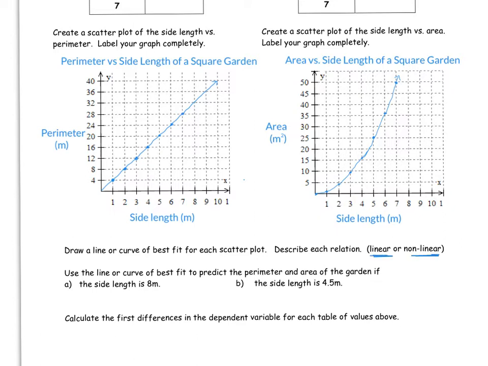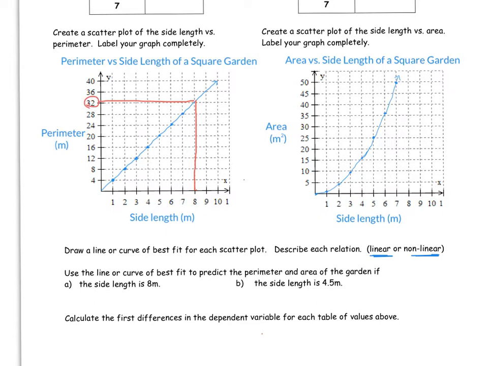The second one would be a nonlinear relationship. Now use the curve or line of best fit to predict the perimeter and area of the garden if the side length is 8 meters. So if I want to create a side length of 8 meters, I'd be looking at my perimeter being side length of 8 meters, and if I follow that across, I know that my perimeter would be equal to 32.